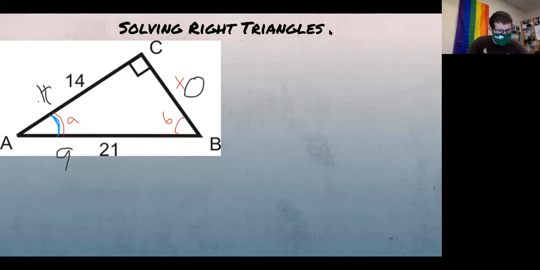So now we need to set up a trig equation to solve for a missing angle. And which trig equation seems to make sense? All right, I'm hearing cosine. Anyone have thoughts about that?